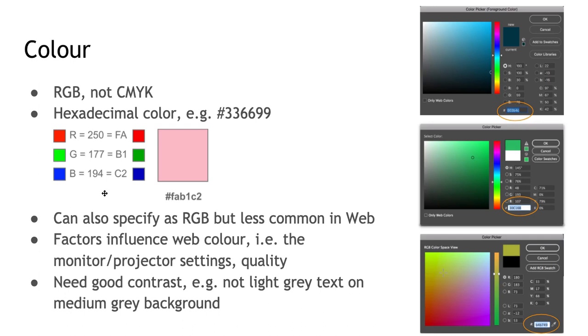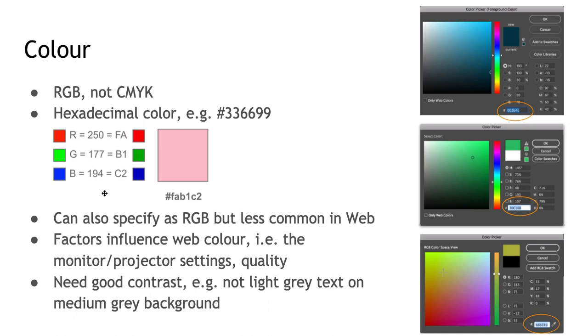And you need to think about good contrast. People have a lot of different abilities with vision, and some people can't see very low contrast images. For example, you wouldn't put light gray text on a medium gray background. That's a little bit too low contrast. So you're looking for something with a higher contrast.